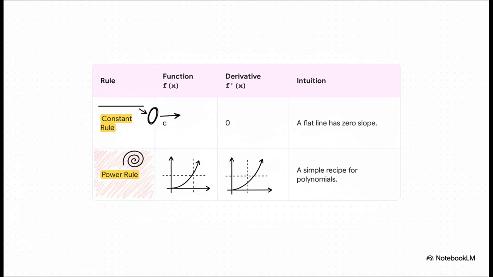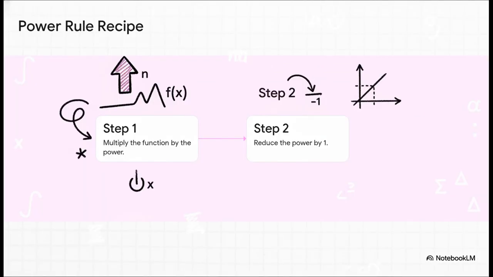Then you've got the power rule. Oh man, this one is an absolute workhorse. It's our go-to for basically any function with a power, and it's the foundation for modeling everything from the path of a basketball to the acceleration of a sprinter. And get this, the recipe for using it is so simple. It's just 2 steps. First, you take the power and bring it down to the front to multiply. Second, you just reduce that original power by 1. That's it. It's a super simple recipe that works on a huge range of functions.